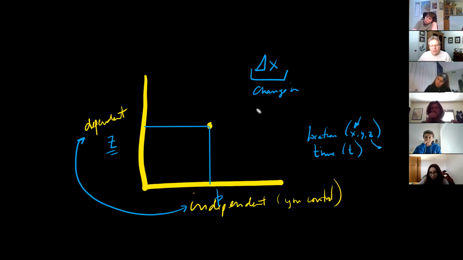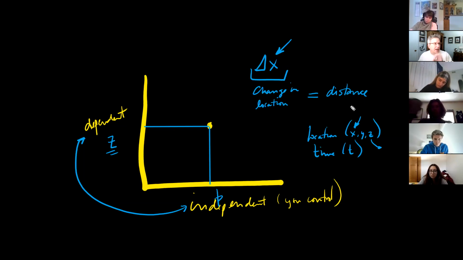Location. It's a change in the location, which makes that equivalent to a distance. Here's something important. Listen to me close, ready? Delta X is not a change in distance. It's a change in location, so delta X is a distance.